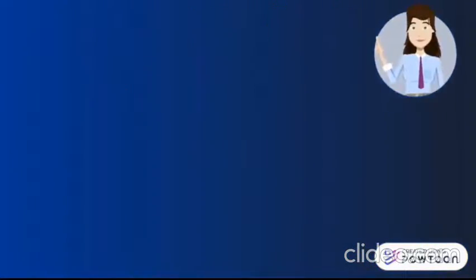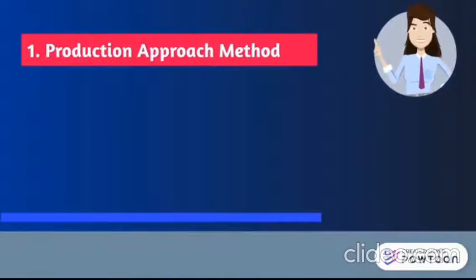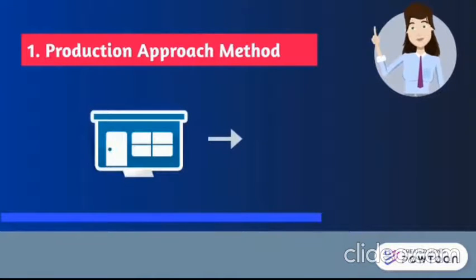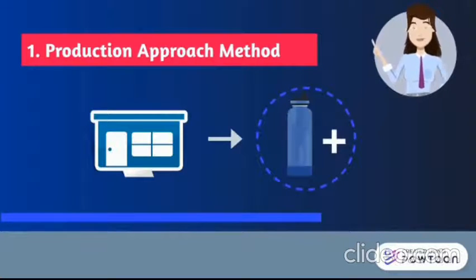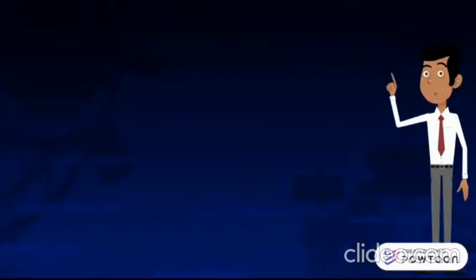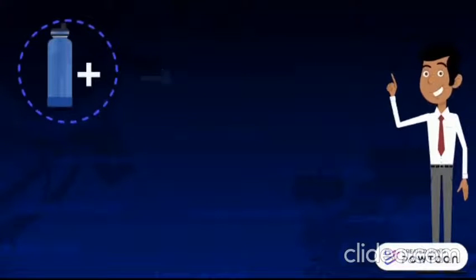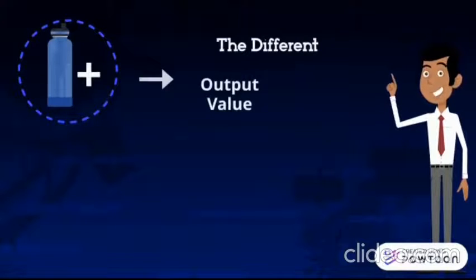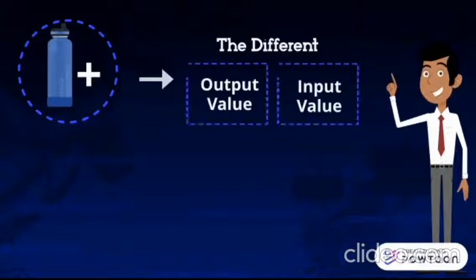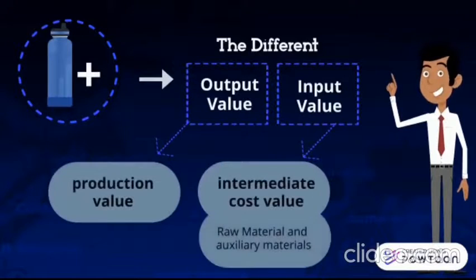First, production approach method. Production is an activity that creates added value. In calculating national income using the production approach, only the calculation of added value in each production sector is required. The added value is added up from all sectors during one period. Value added refers to the difference between the production value, output value, and the intermediate cost value, input value, namely the materials involved in the production process, including raw materials and auxiliary materials.